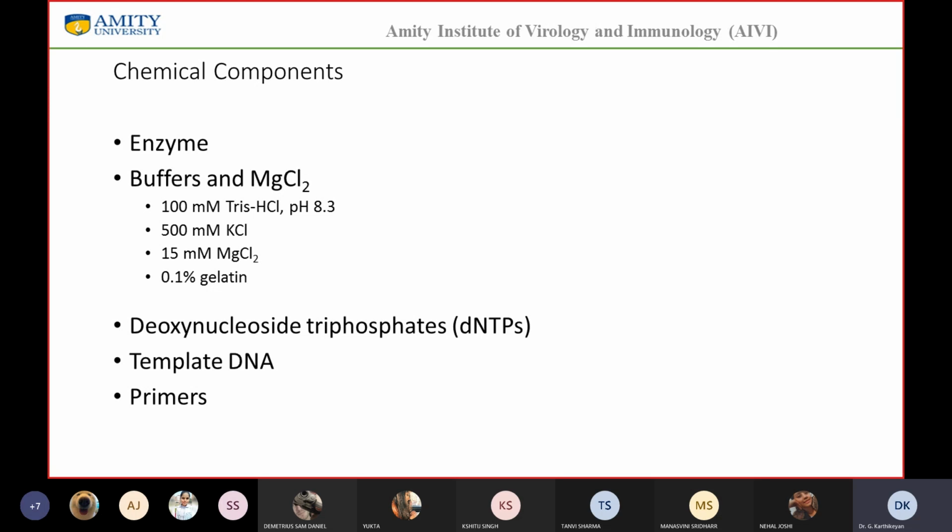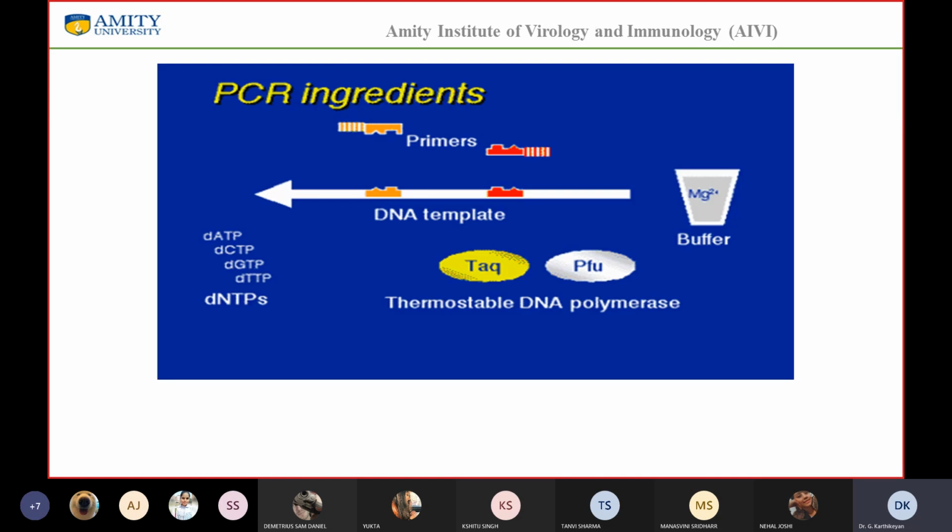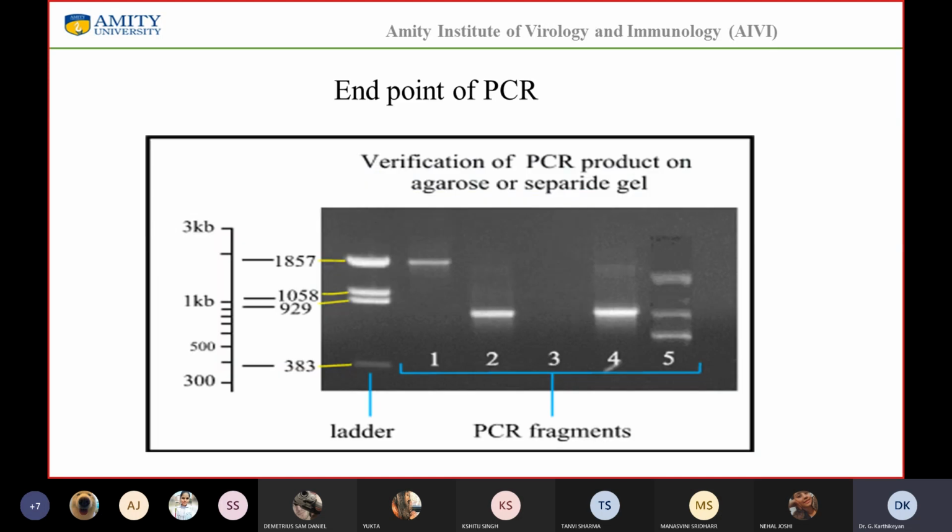All these buffers come as a 10x concentrate. So if you're setting up a 50 microliter reaction, then you will be pipetting about 5 microliters of your 10x buffer. If it is 20 microliters, then you'll be pipetting out 2 microliters of your 10x buffer. So that's just the ingredients of a PCR reaction.